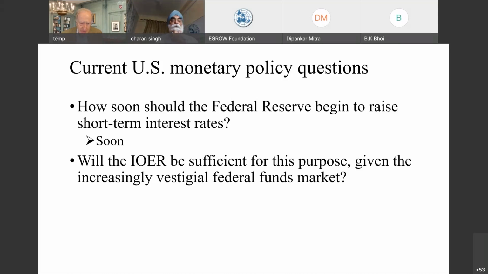The second issue that's on the table here is whether the interest rate that they are paying on excess reserves is going to be sufficient for the purpose of raising the federal funds rate, raising short-term interest rates, now that our federal funds market has really withered. For all practical purposes, the federal funds market, which they always used to use, has become vestigial.